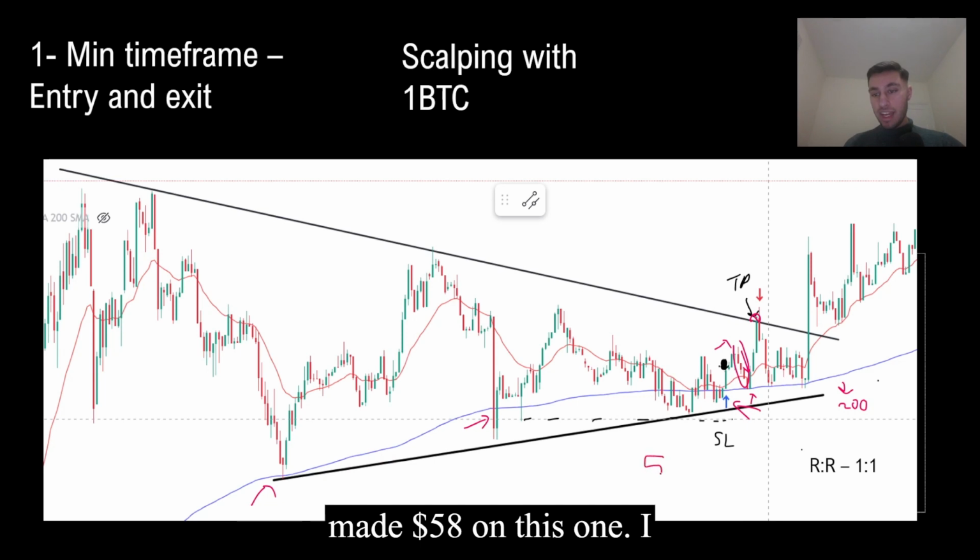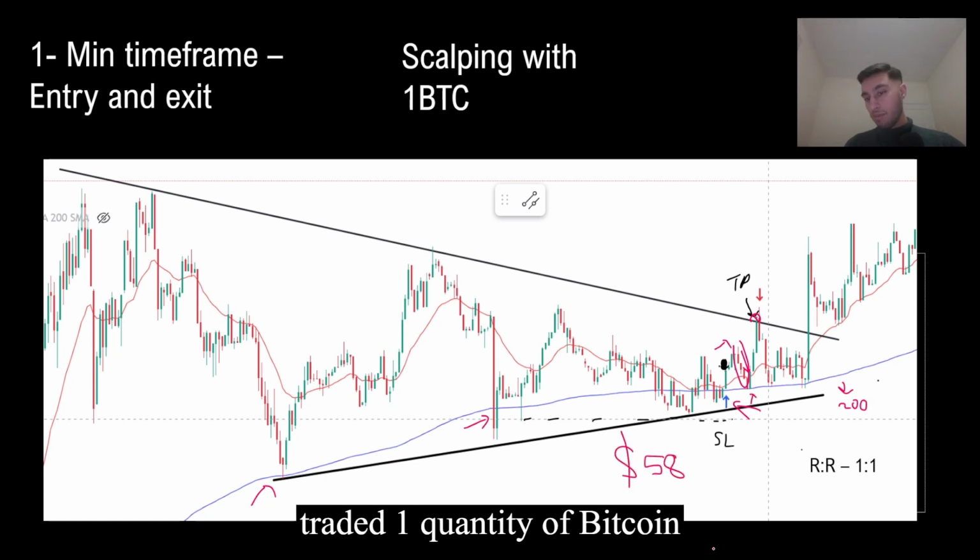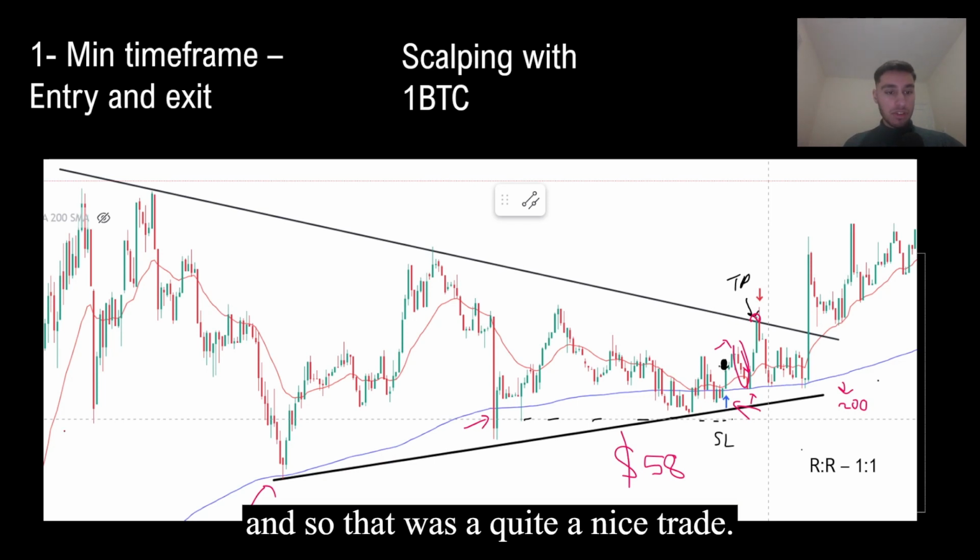I think I made $58 on this one. I traded one quantity of Bitcoin. And so that was quite a nice trade.